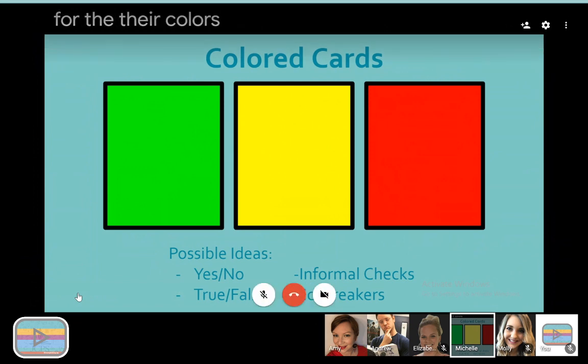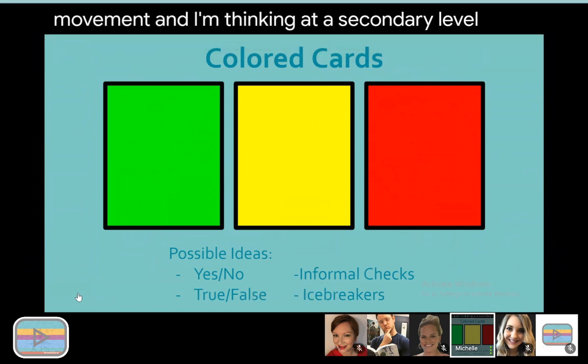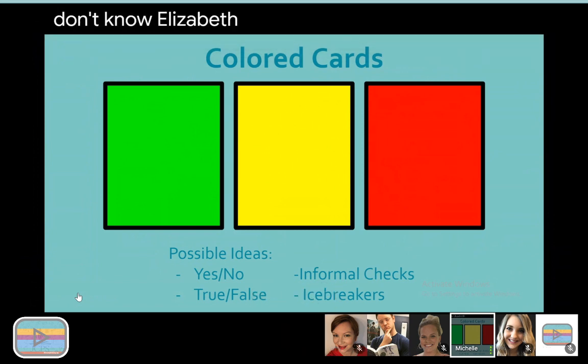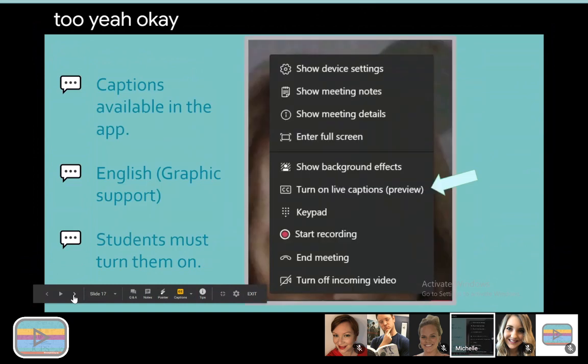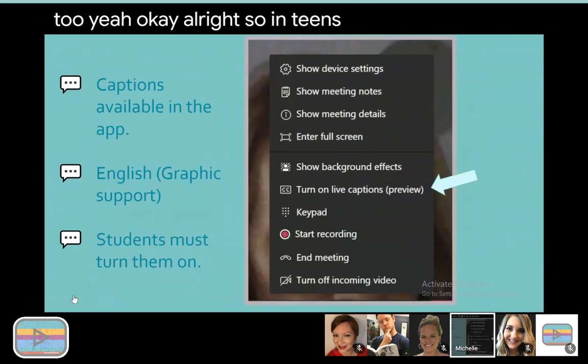And you're incorporating movement. And I'm thinking at a secondary level, I don't know, Elizabeth or Molly chime in, but I'm thinking a simple yes/no card might even work here too. That could definitely work as well. Yeah. Okay. All right.